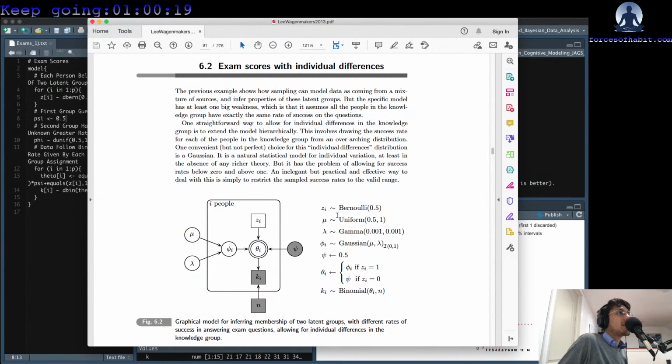So, the previous example shows how sampling can model data coming from mixture sources and then infer properties of these latent groups, right? So we were able to identify whether someone was knowledgeable or not, or guessing. And that's the property based on what we observed in the scoring on the test.